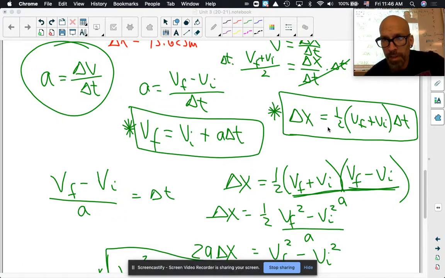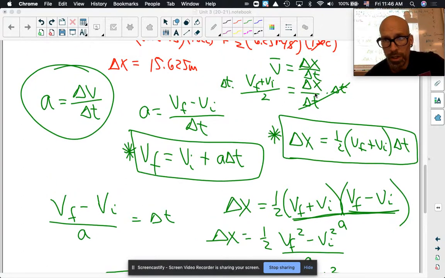Then I took the tumble buggy equation right here, and I rearranged it using average velocity as VF plus VI over 2. I rearranged it and made this equation. So now we have a third one.